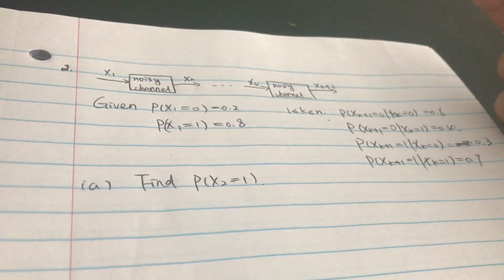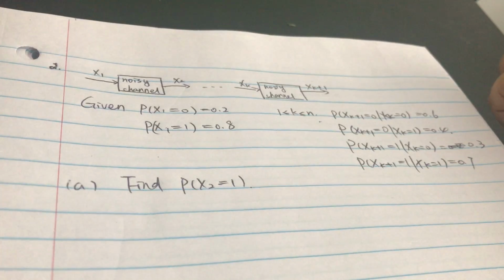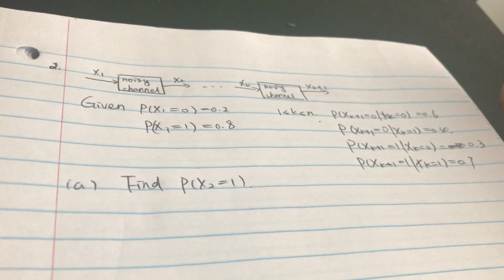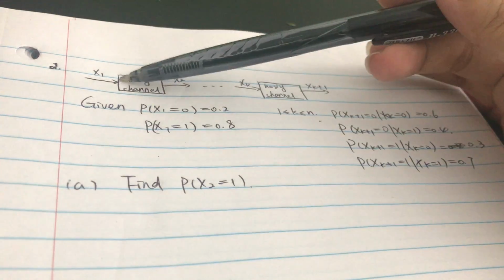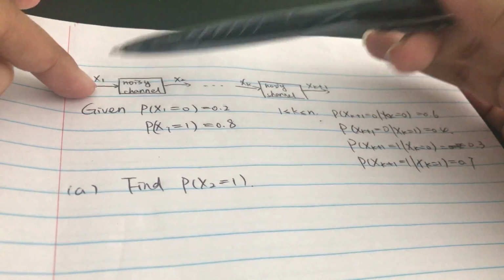In this video, I will be talking about how to deal with problem 2 in homework 2. This is the class EL6303 and the subject is probability. Here we have a problem: we have a noisy channel with an input and an output.